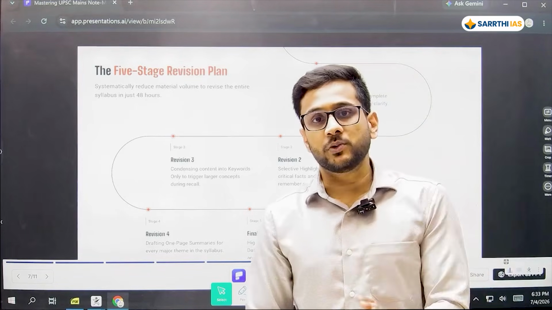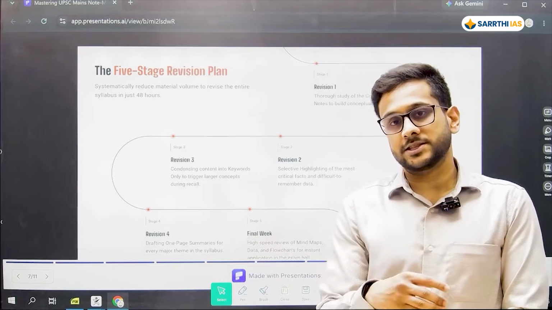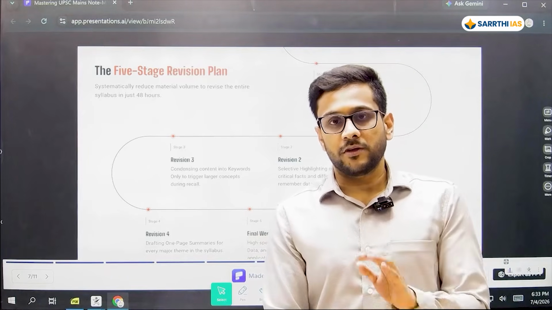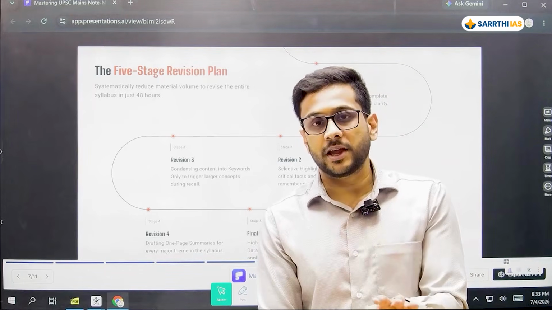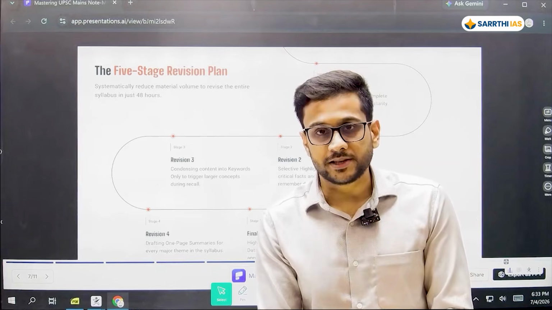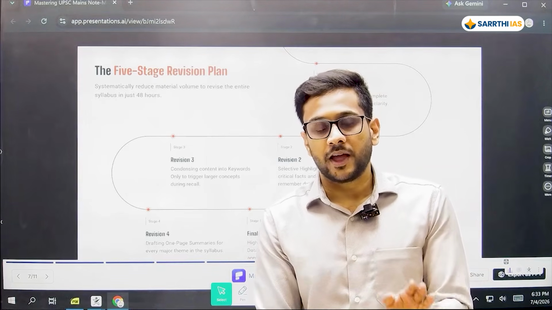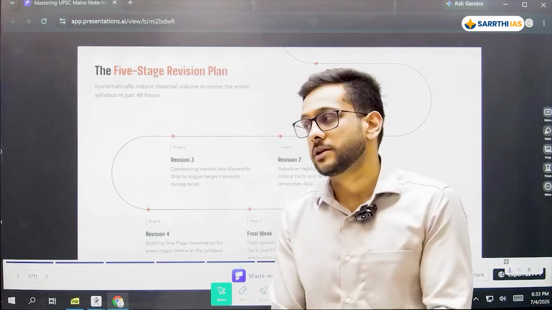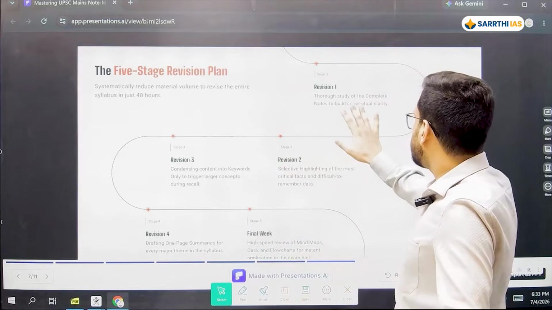So what you will do when you are revising it, let's say third time, fourth time, if you feel some of the content in your notes, you can remember, you can recall it easily, just remove that content and make your notes shorter. So let's see what is the process for this.